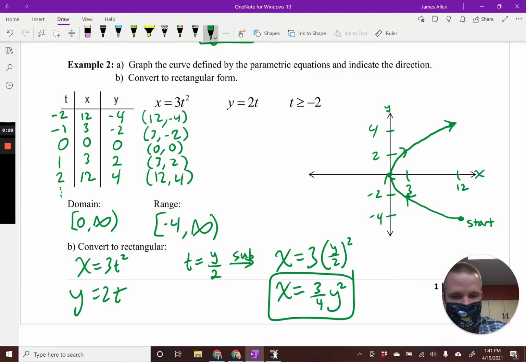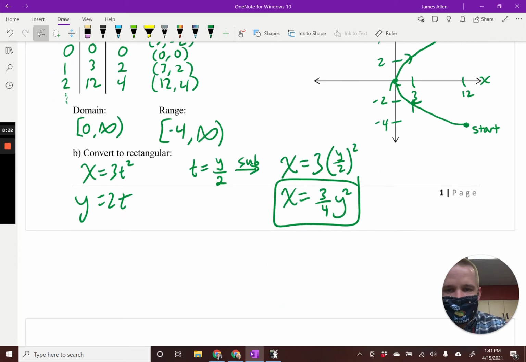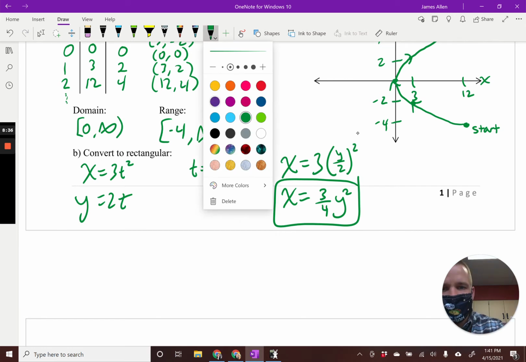I could also go the other route. So if I were to solve the x one, I'll do that in a different color. So I'll be using green for a while here.